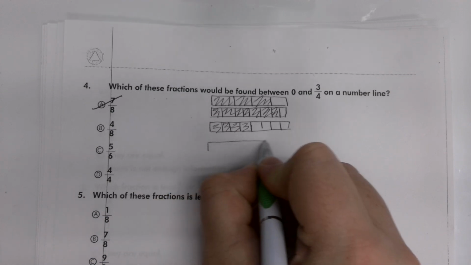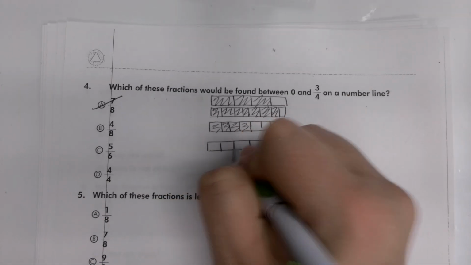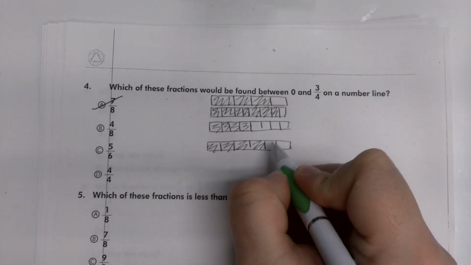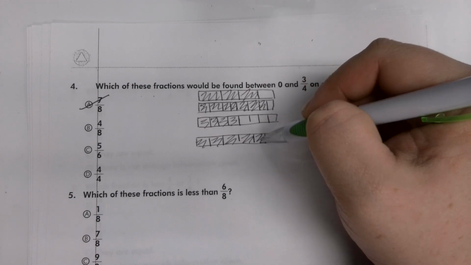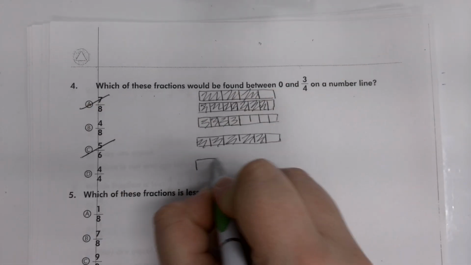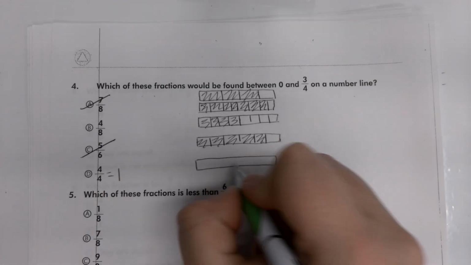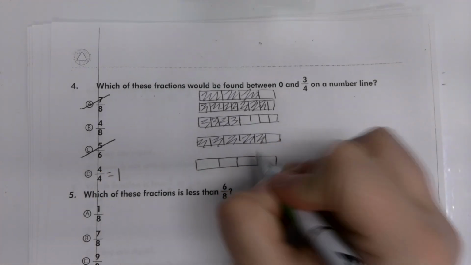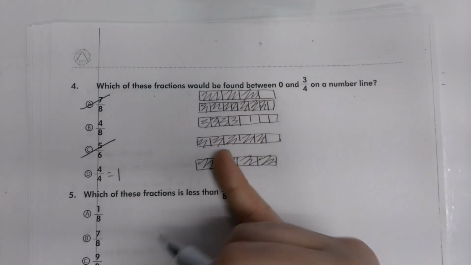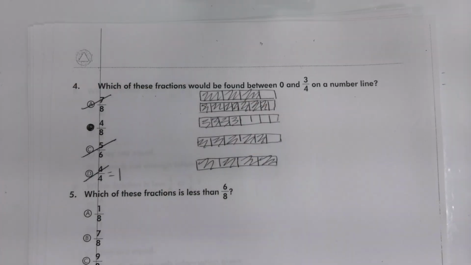Let's do 5/6. That's going to be more. Can't do it. And 4/4, which we should know that that is equal to 1 whole. It would not fall there, but in case you need to draw it, that is more than 3/4, cannot be it. So our only possible answer is 4/8.